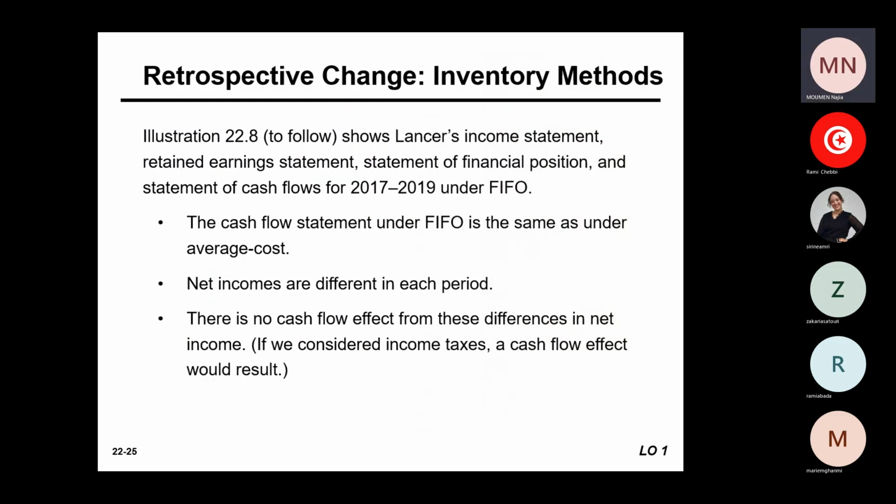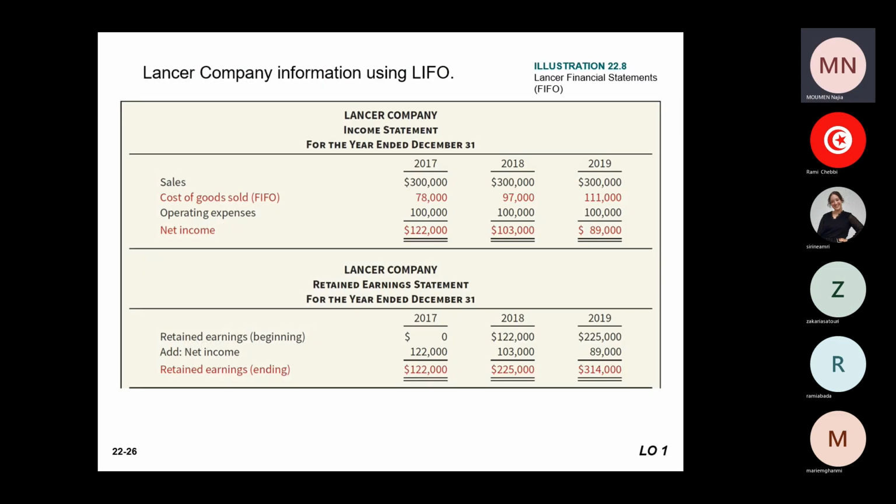But of course, it's obvious that the net income is different in each period, based on this difference in the accounting policies, okay? You know, the cost of goods sold will be different. Then, of course, the net income is different, okay? So let's see these kinds of differences, as explained, okay?